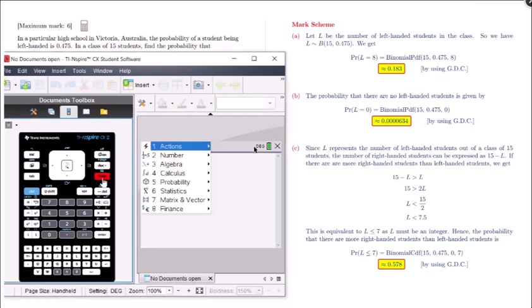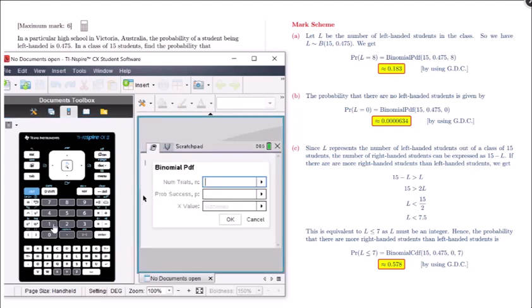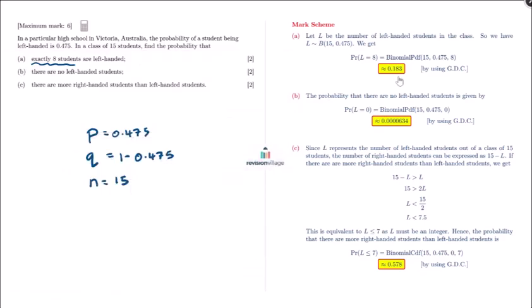Okay, we go menu, number 5, probability, number 5, distributions, and we go down and we choose binomial PDF. Number of trials, 15, probability of success, 0.475, and the number of successful trials is 8. Hit OK, and we get an answer of 0.183, and that's the answer there. So 18.3%. Okay, that is the answer to part A.